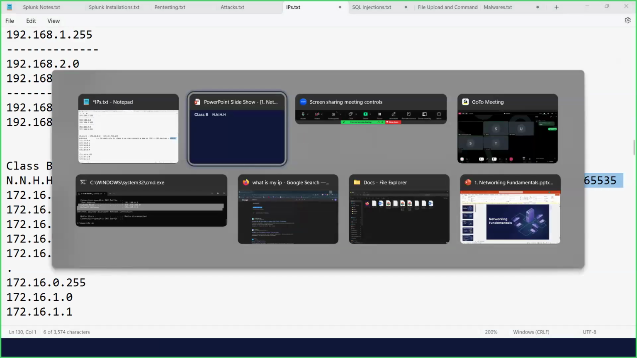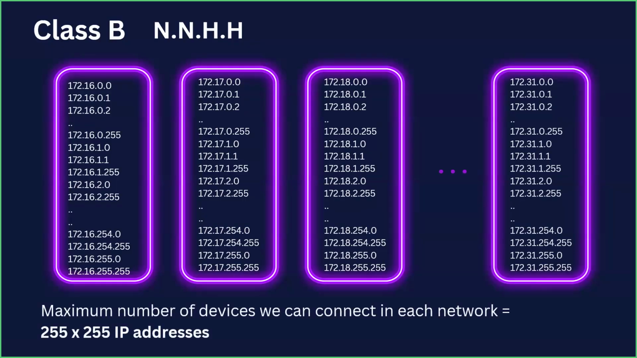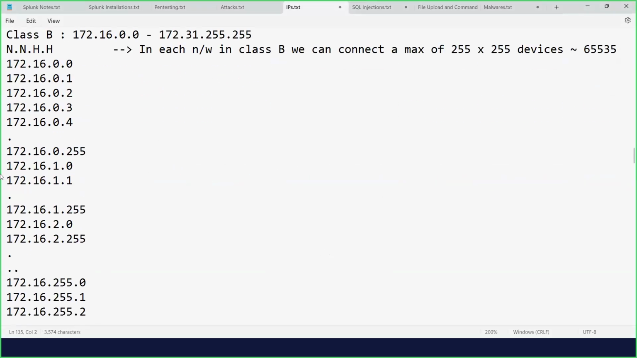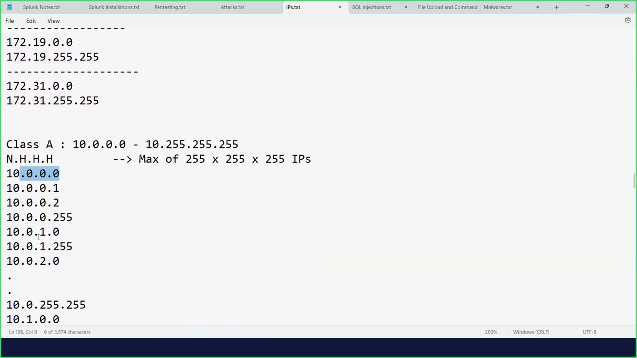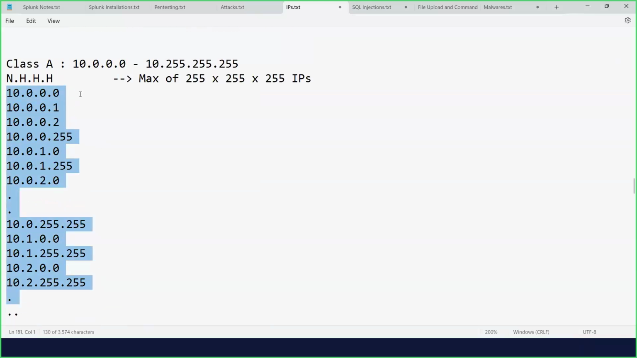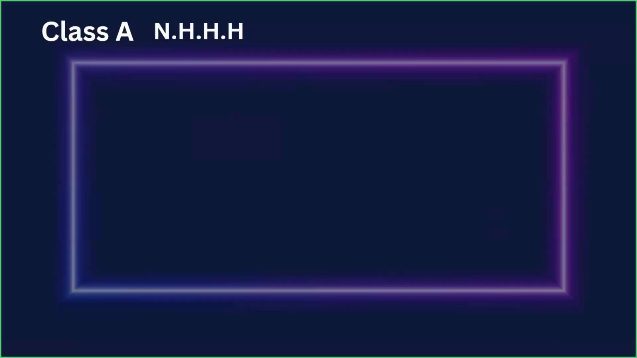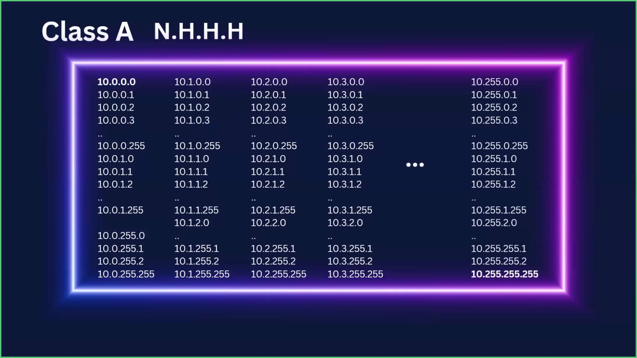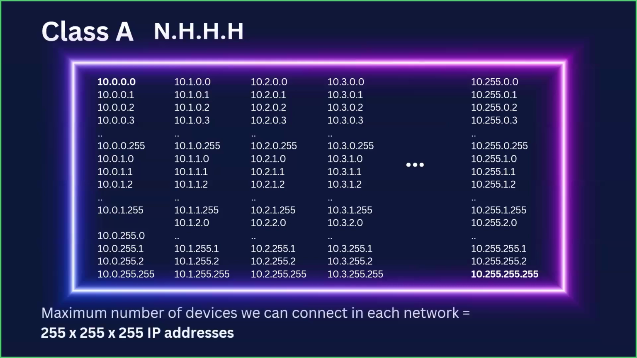And finally, when we come to class A, it has one network portion and three host portions. So all the IPs from 10,000 up to 10,255, 255, 255 belong in one single network itself. And in this one single network, you're able to communicate a maximum of 255 into 255 into 255 IPs. Okay. And that is the largest of all. Okay. Practically in real world, you would never be able to communicate those many devices. But logically speaking, that's the purpose of class A.